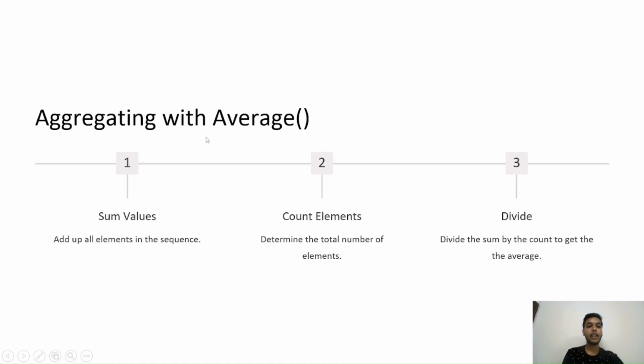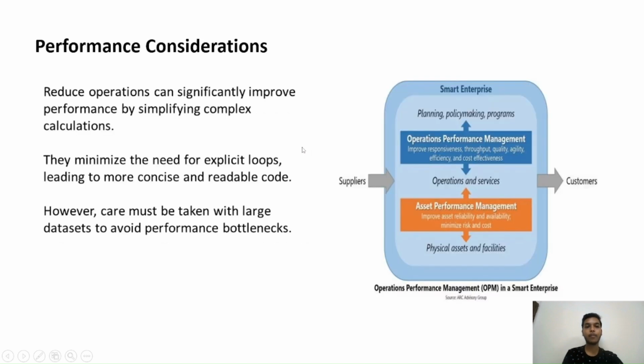Now let us see aggregating with average, that means the mean. First we should find the sum value. That means we should add up all the elements in the sequence that are given. And then count: we should count the elements. That means determine the total number of elements in the sequence. And then we divide. That means divide the sum by the count to get the average.